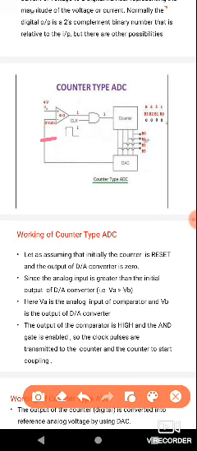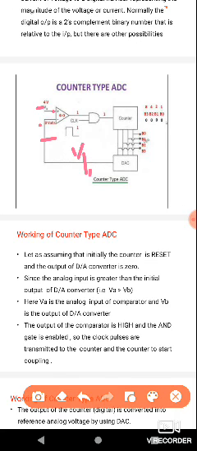First we apply the analog input. The analog input is applied to the non-inverting terminal of the comparator, that is, the non-inverting terminal of the op-amp, and the DAC value initially is 0 at reset. Since the analog input is greater than the initial output of the digital to analog converter, which is 0, the DAC output value is called VB.